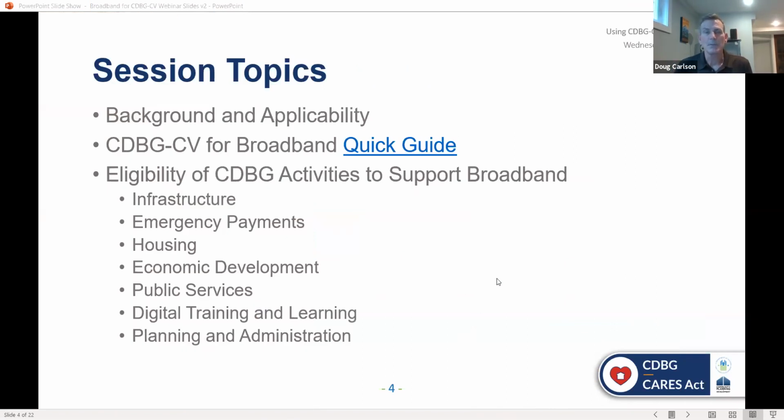So just quickly, these are some of the things that we're going to talk about during our hour together today. We're going to talk a little bit about the background on broadband with CDBG and broadband in general in terms of its need. We're going to talk about the applicability of using CDBG-CV for broadband. Much of what we're going to talk about today is going to be related to the CDBG for broadband, CDBG-CV for broadband quick guide, which is posted on the HUD Exchange and is linked in this presentation. The presentation slides will be sent to all the participants a day or two after the session. So expect to get these presentation slides as well.